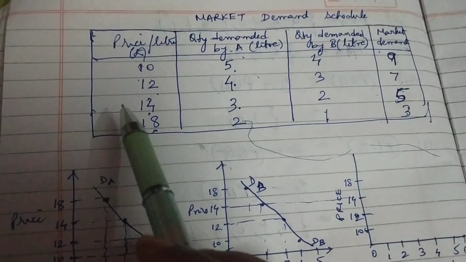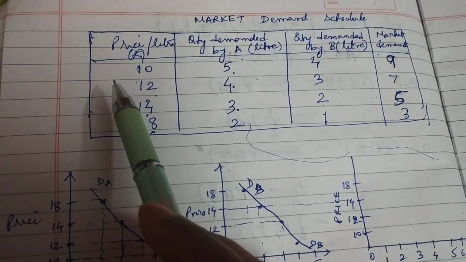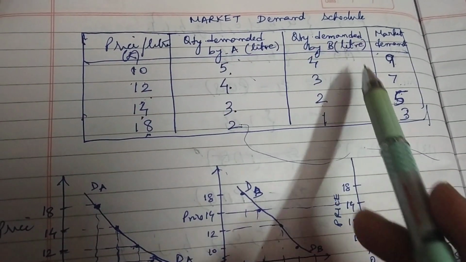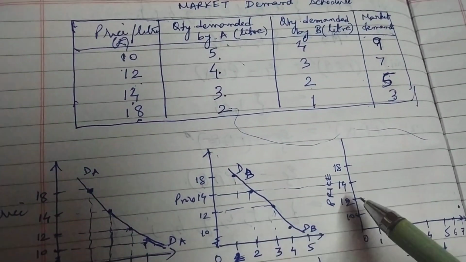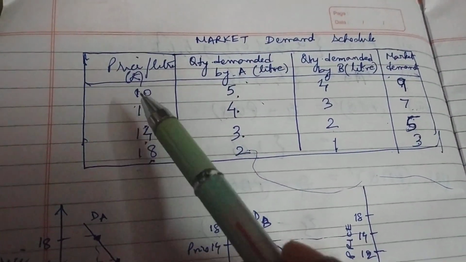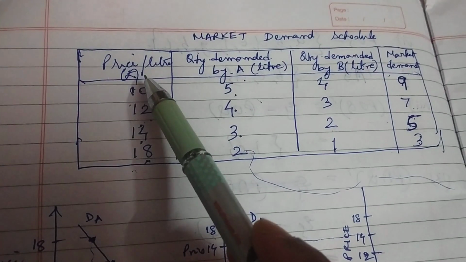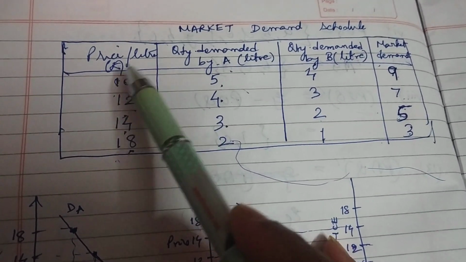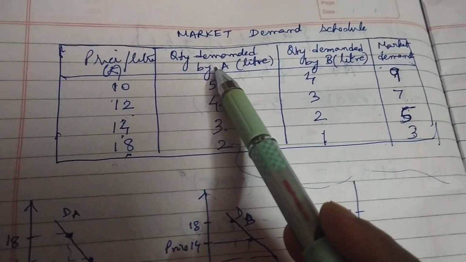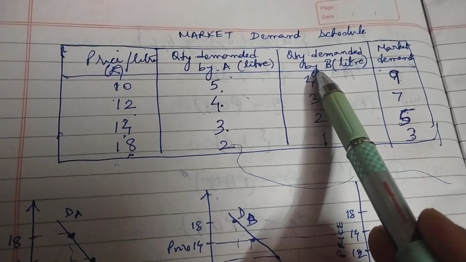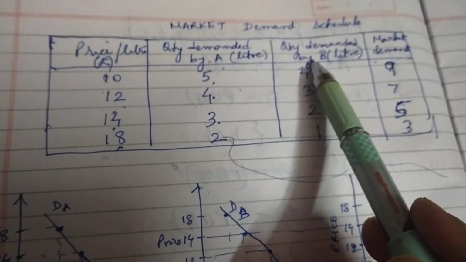Now, to show you how the law of demand can be represented through the market demand schedule and the demand curve, I have shown here a market demand schedule where in the first column price is plotted, say of milk per liter in rupees. This is the quantity demanded of individual A in the market.